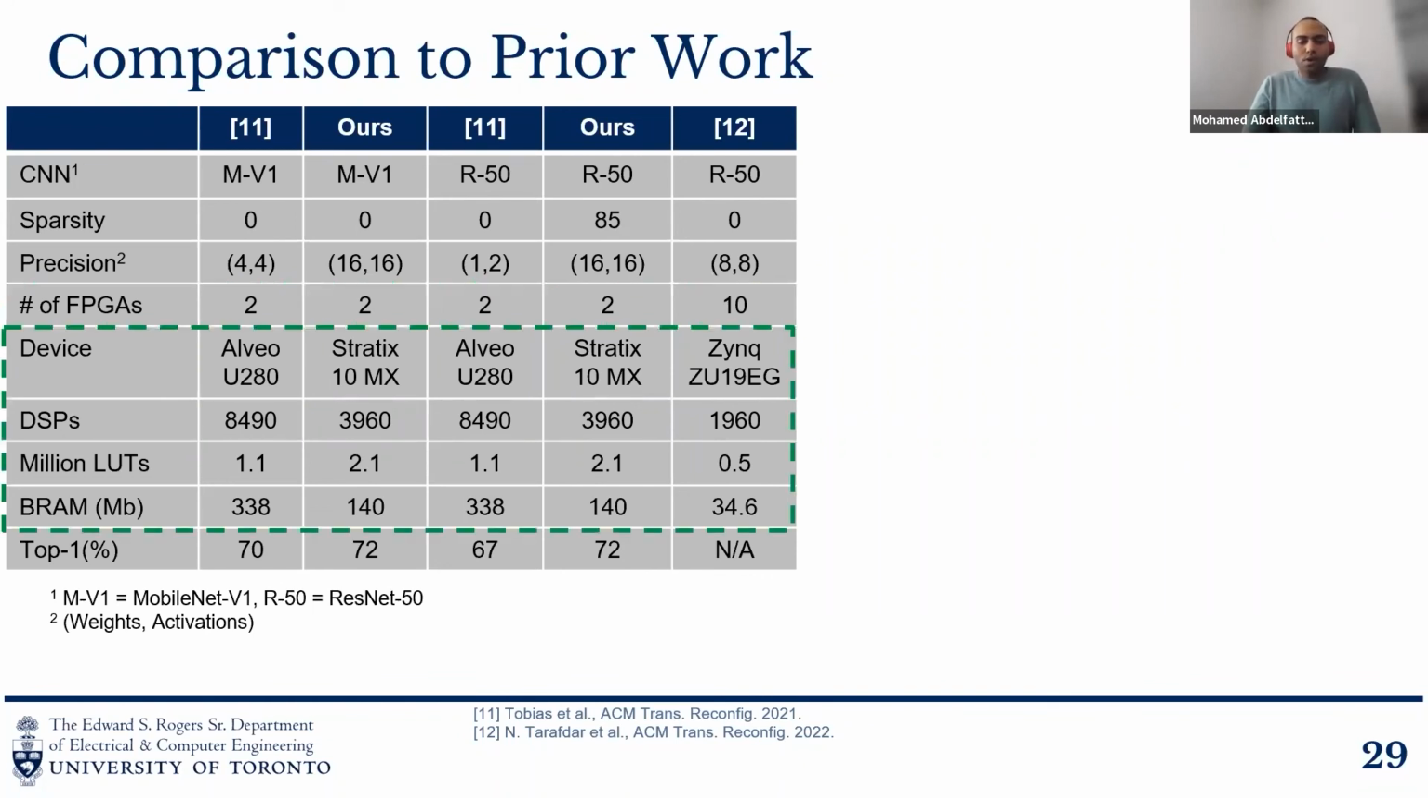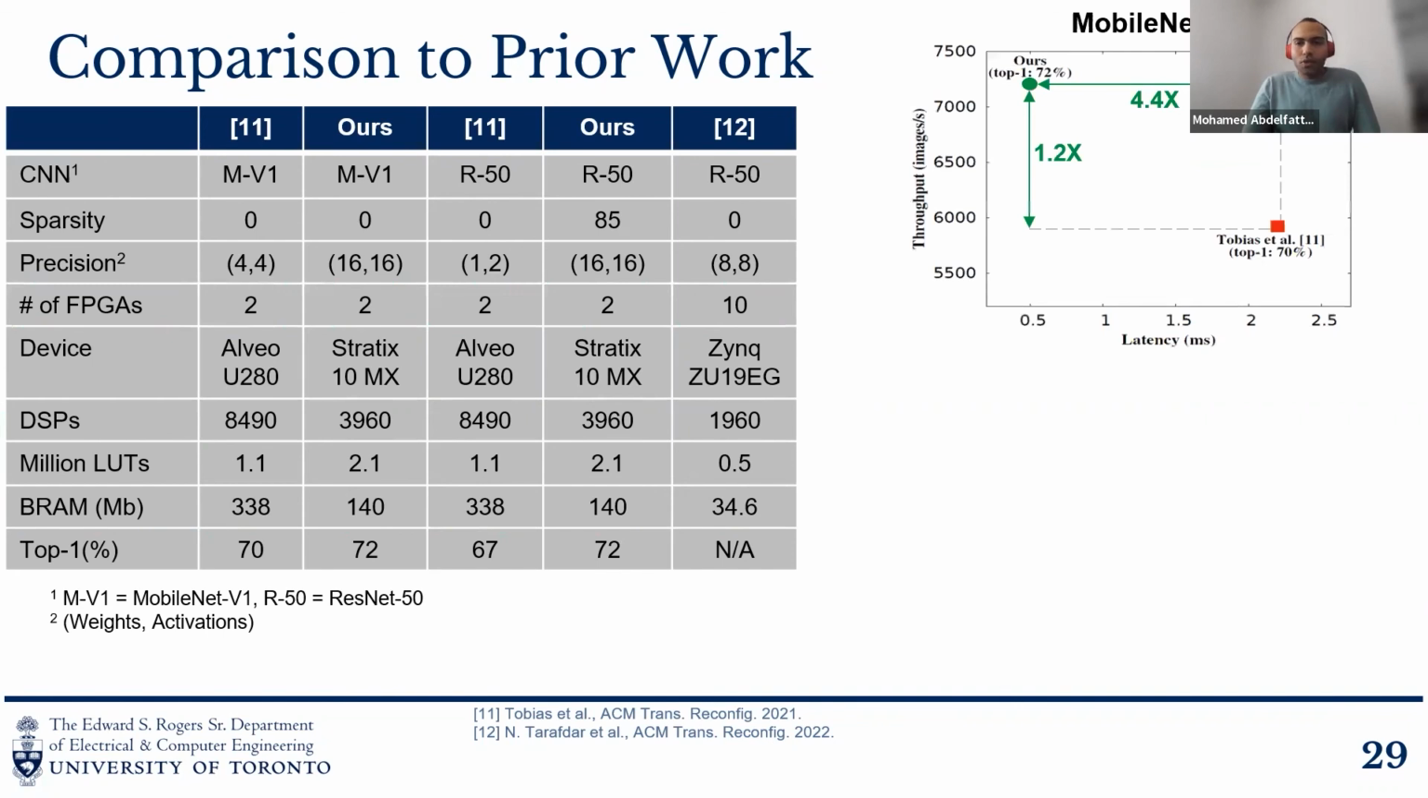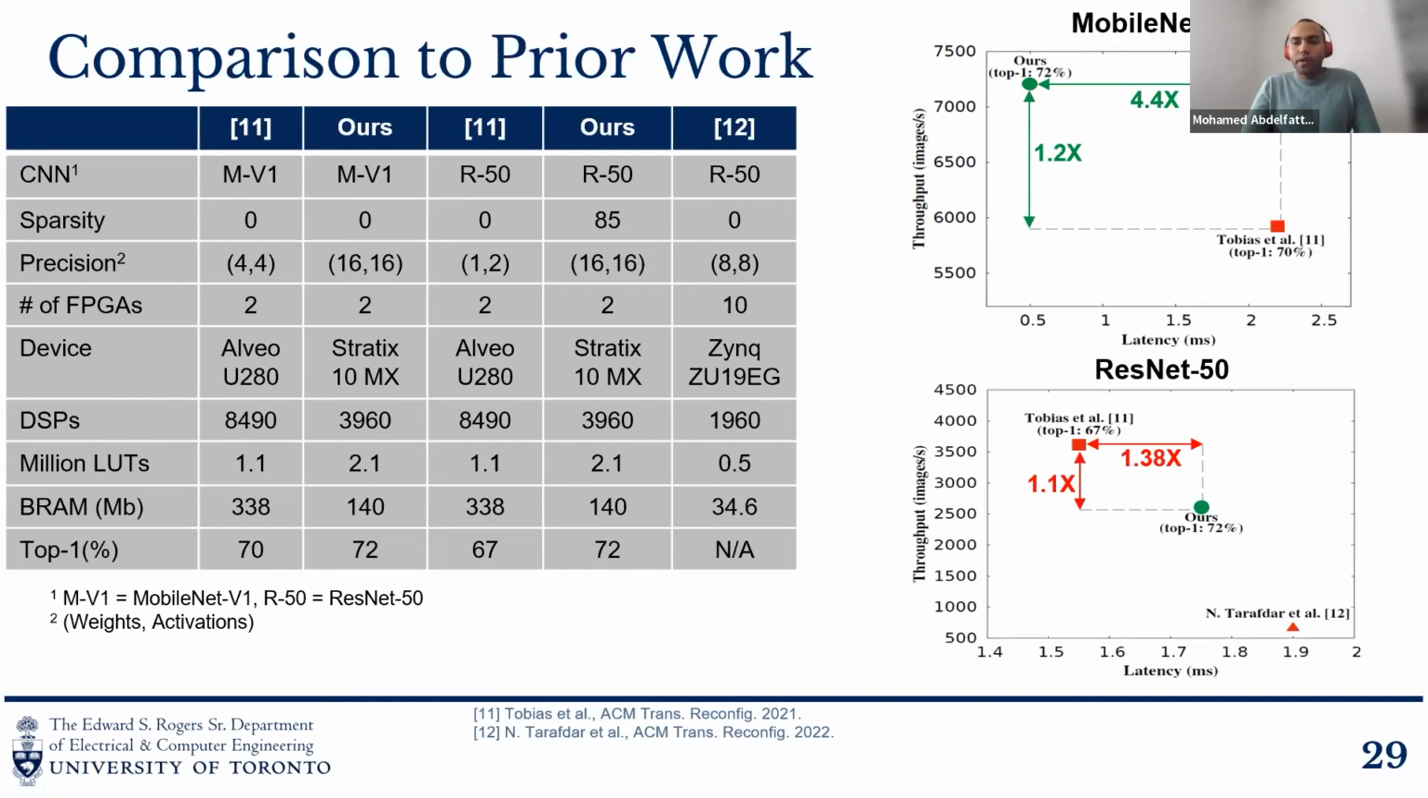For the devices, we're using a device that's smaller than reference 11, and reference 12 is using the smallest device, but it's using 10 of them. So on the right, you can see the graph for MobileNet V1 shows the latency on the x-axis and the throughput on the y-axis, and you can see that we achieve 1.2x higher throughput and 4.4x lower latency, while at the same time achieving 2% higher top one accuracy for MobileNet V1 than reference 11.